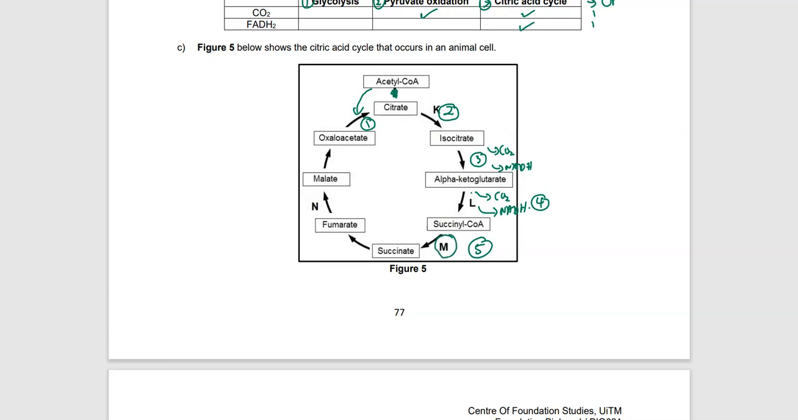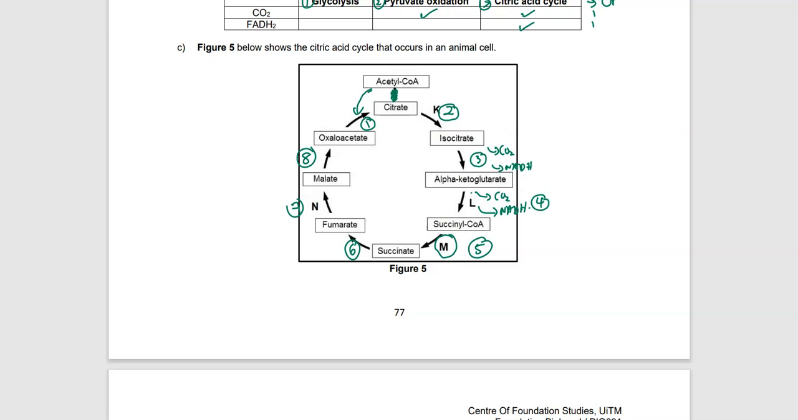Basically the citric acid cycle has 8 steps. So this is step 6, step 7, step 8, and back to step 1. So that is the correct order actually. Just a little mistake here. It is not supposed to be here, as acetyl CoA will enter here in between oxaloacetate and citrate.